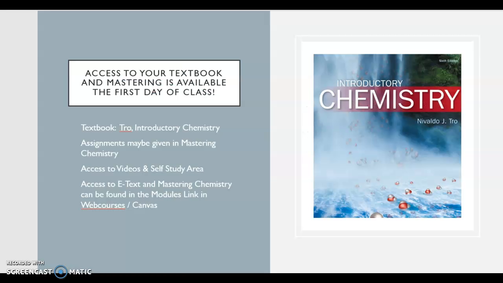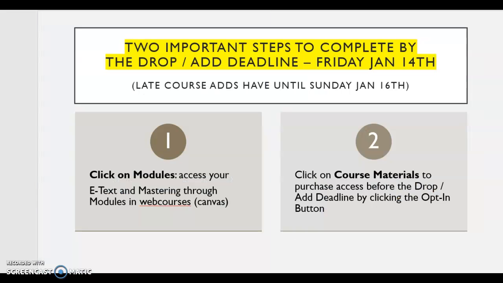the e-text. The textbook that's going to be used for this course is the Tro chemistry book, and assignments will be given in Mastering, and you'll also have access to videos in a self-study area. And all of this will be accessed through Web Courses or your Canvas course.